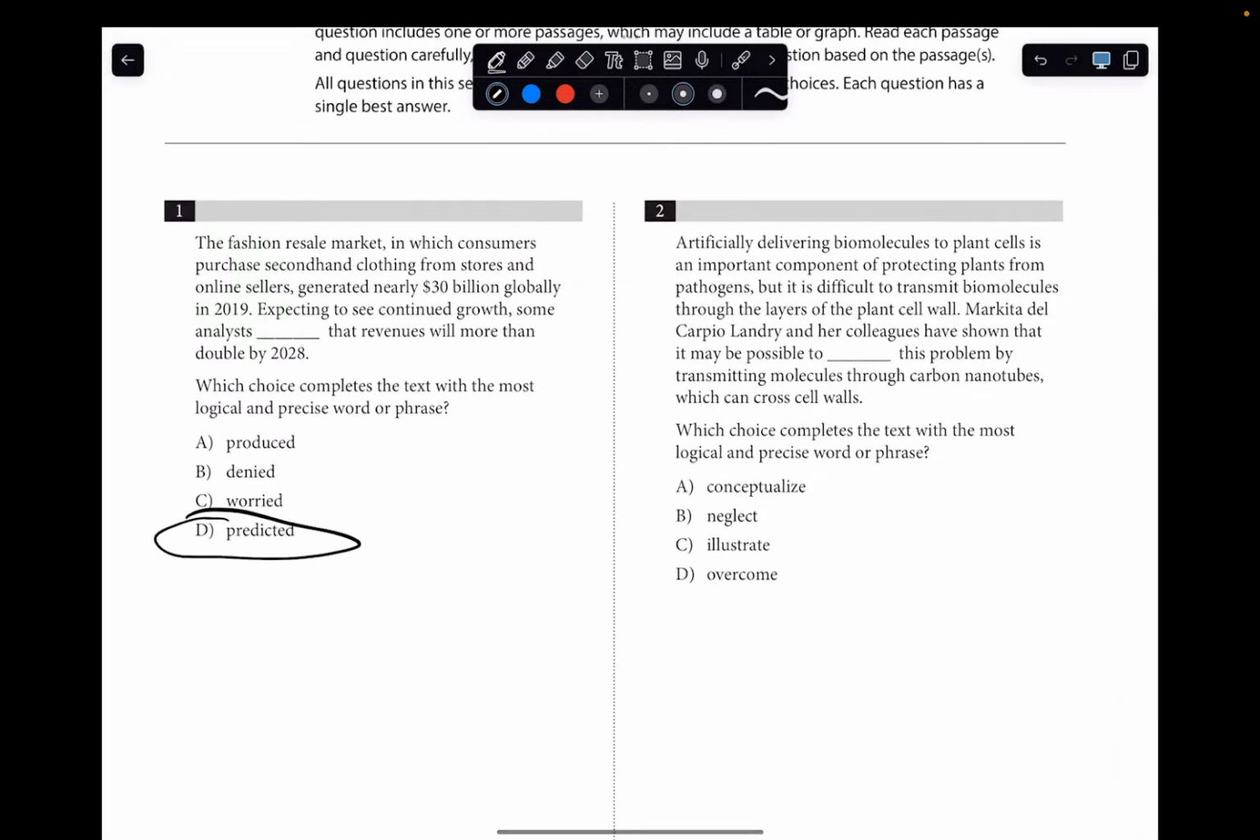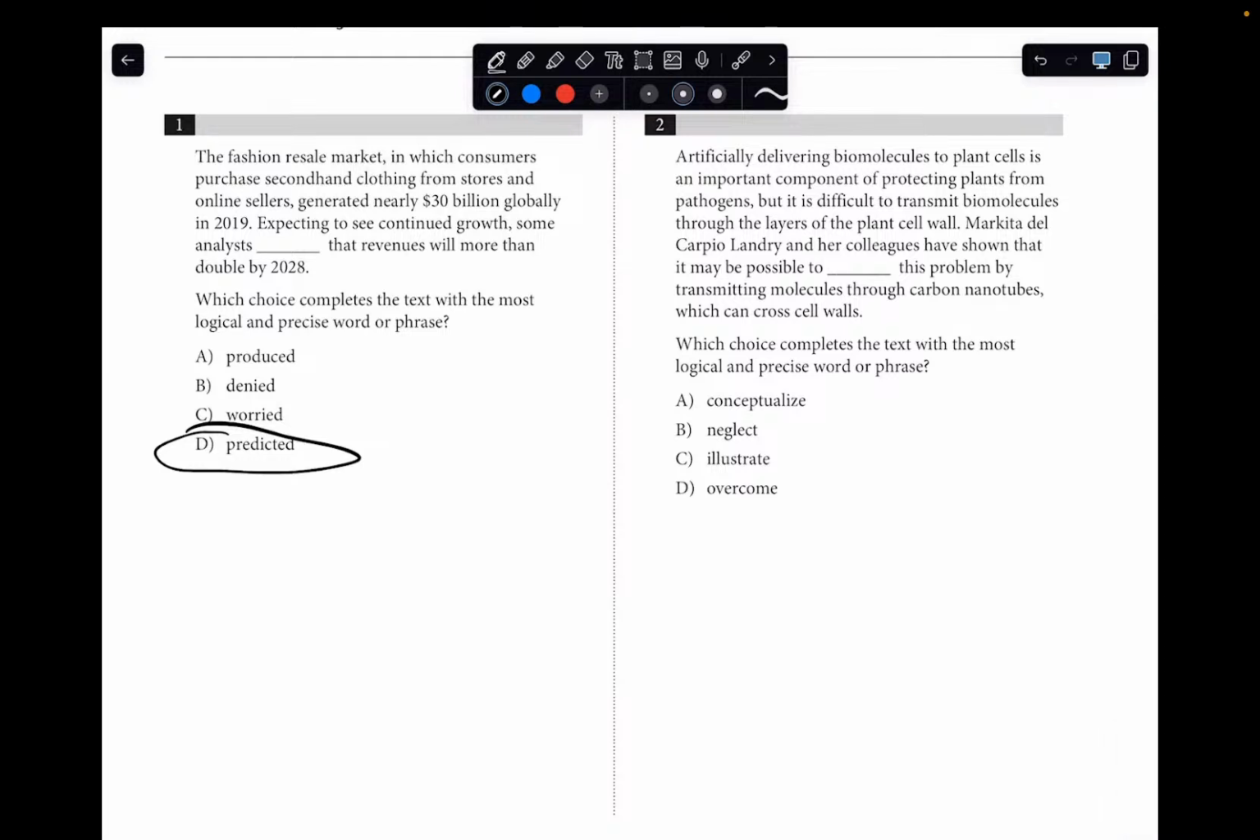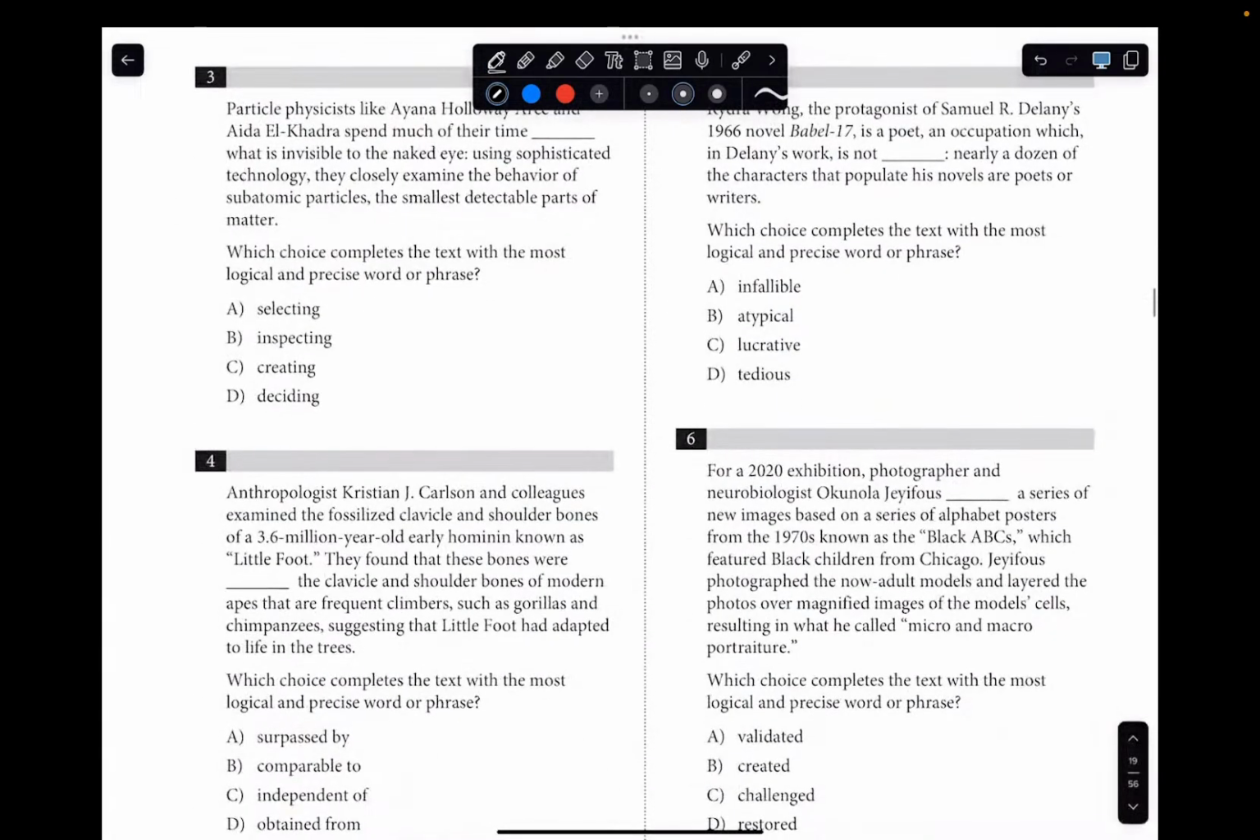2. Artificially delivering biomolecules to plant cells is an important component of protecting plants from pathogens, but it is difficult to transmit biomolecules through the layers of the plant cell wall. A researcher and her colleagues have shown that it may be possible to blank this problem by transmitting molecules through carbon nanotubes, which can cross cell walls. Which choice completes the text with the most logical and precise word or phrase? Conceptualize? No. Neglect? No. Illustrate? No. D, overcome, right? They're overcoming the challenge.